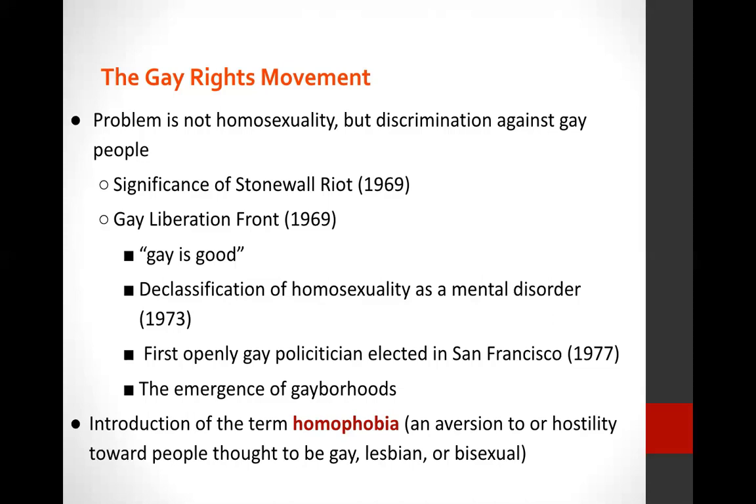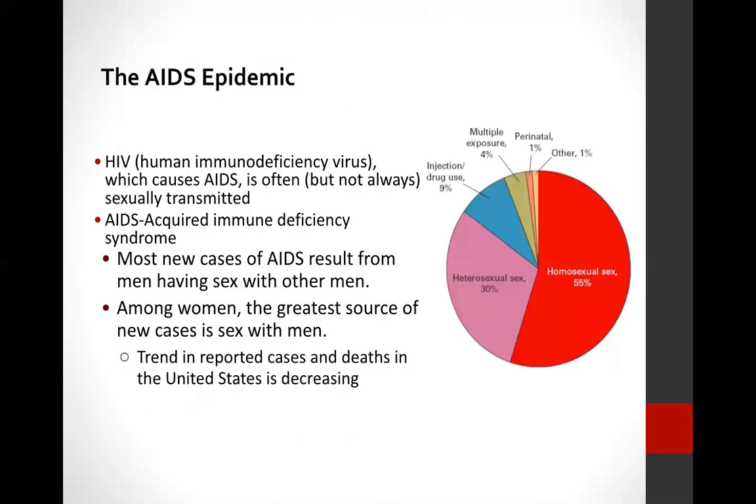And then we also had our first openly gay politician elected in San Francisco in 1977. And this is also when they introduced the term homophobia, right? They named this discrimination and this prejudice that they were experiencing from people, and there's a lot of power in naming.